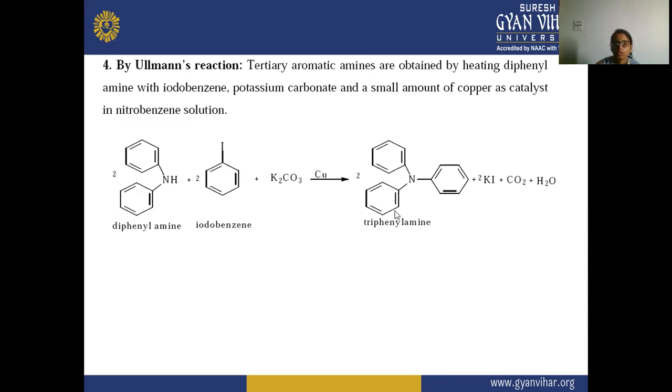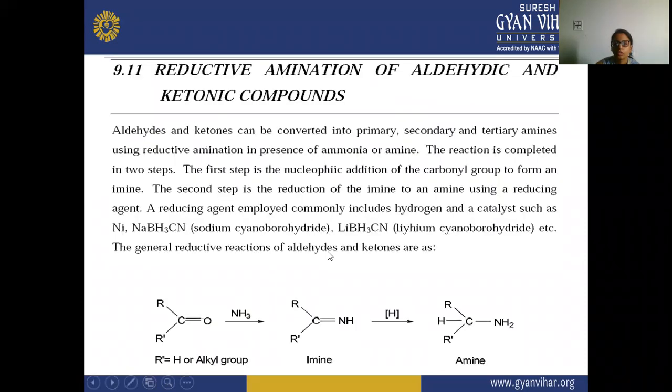The next is reductive amination of aldehydes and ketonic compounds. Aldehydes and ketones can be converted into primary, secondary, and tertiary amines using reductive amination in the presence of ammonia or amine.